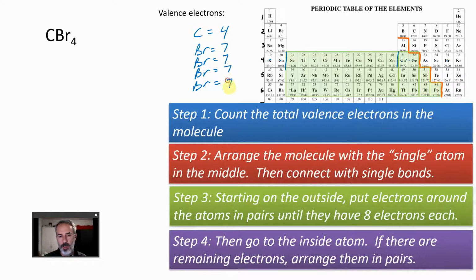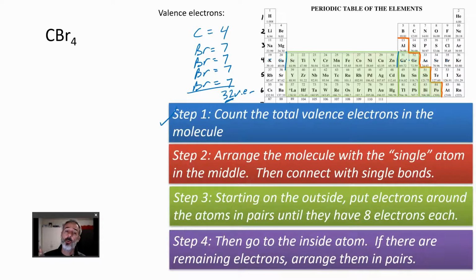Can't have more than 8 valence electrons. If you have more than 8, something's wrong. If I add them up, 7 times 4 is 28. 28 plus 4 is 32 valence electrons. Hey, there we go. Even number. Step 1 done. Which atom do you want me to put in the middle? Carbon, I agree with you.